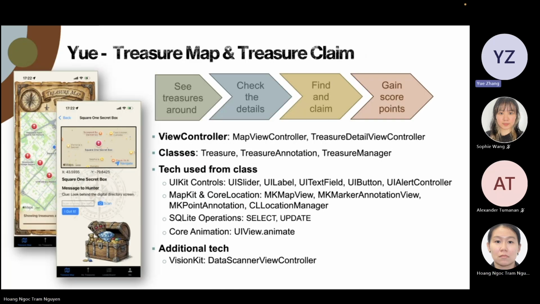Hello, I was responsible for the treasure map and the treasure claim feature. The overall workflow is straightforward. The players can see the treasures around, check the details, find and claim them with a validation code, and finally gain score points. So to support this, I built two main view controllers: map view controller to handle the map display and filtering, and treasure detail view controller for code validation and claiming.